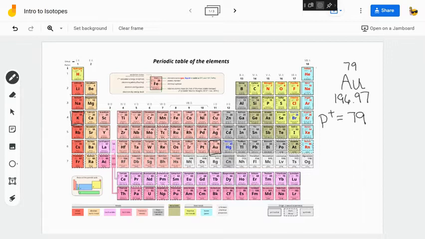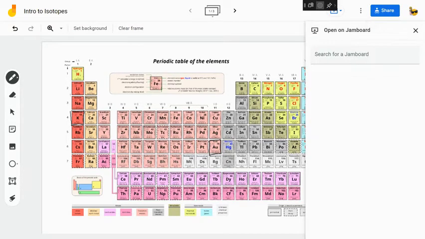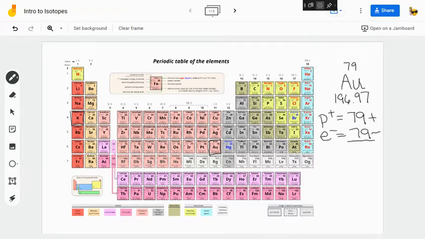When we're talking about an atom, which is not an ion, an atom is electrically neutral, so that means it has just as many plus charges as it has minus charges. Who remembers what the minus charges are in chemistry class? They're the electrons. So an atom of gold has 79 protons, or plus charges, and 79 minus charges. Plus 79 minus 79 gives us 0. All atoms are electrically neutral.